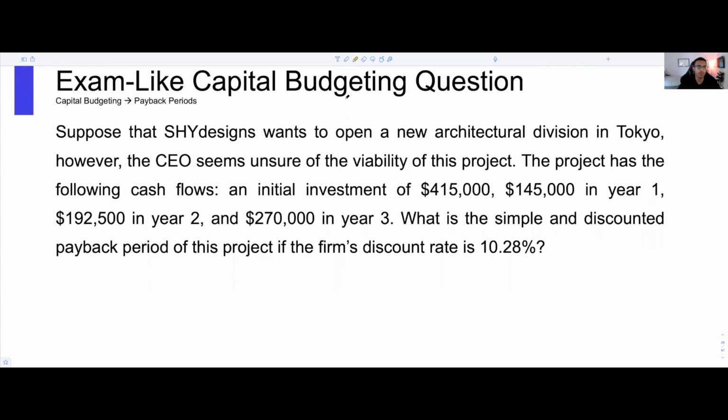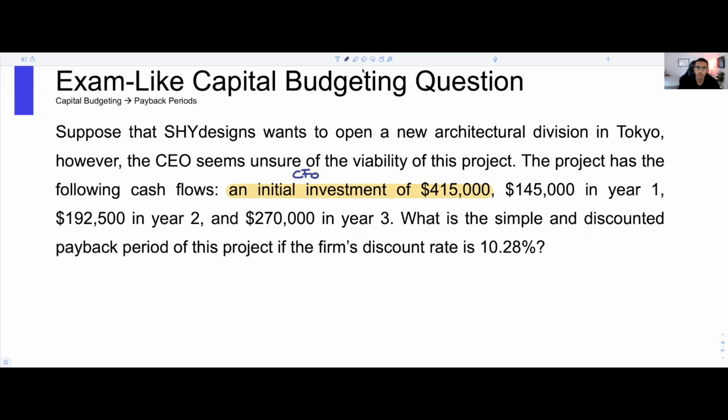The first question will be as follows. Suppose that Shy Design wants to open a new architectural division in Tokyo. However, the CEO seems unsure of the viability of this project, and the project will have the following cash flows. So an initial investment of $415,000. Okay, so we could go ahead and say that your initial investment, your CF0, will simply be like this.